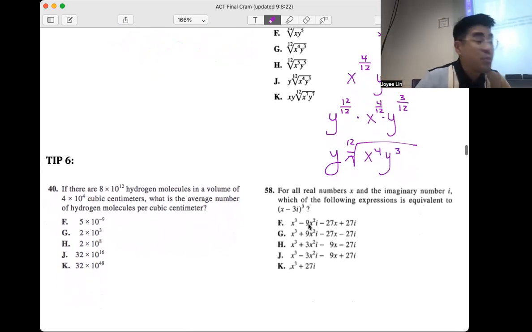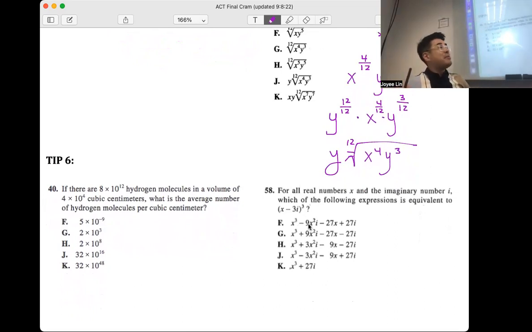Okay, tip number 6 is proper calculator technique. People mess up all the time when they multiply and divide. Remember the word per means divide, right? So then if we want to take the hydrogen molecules divided by cubic centimeters, then most students will be like, oh, 8 times 10 to the 12th divided by 4 times 10 to the fourth, and write it literally like that on their calculator.